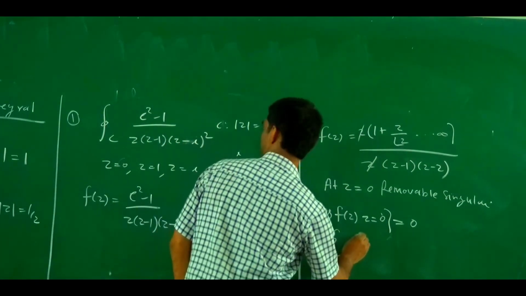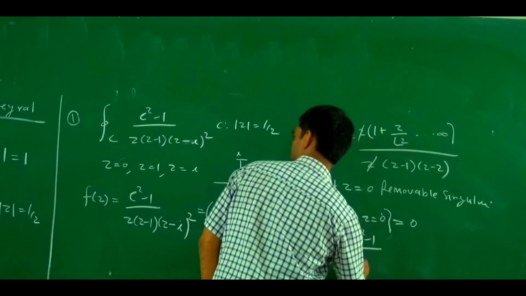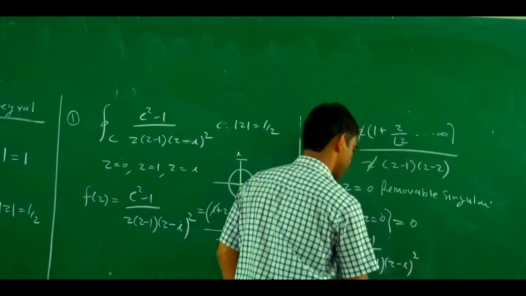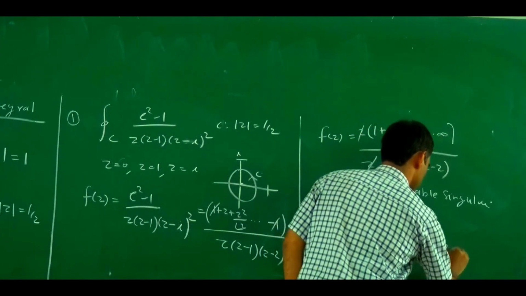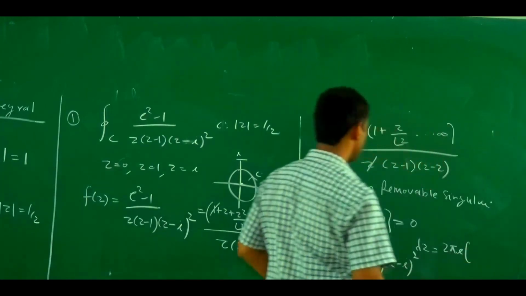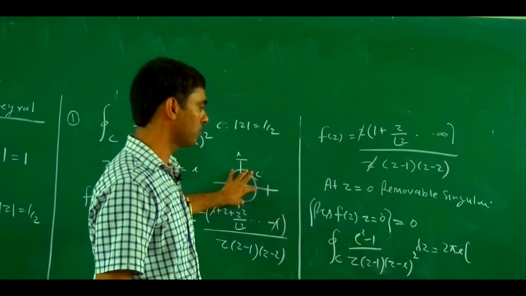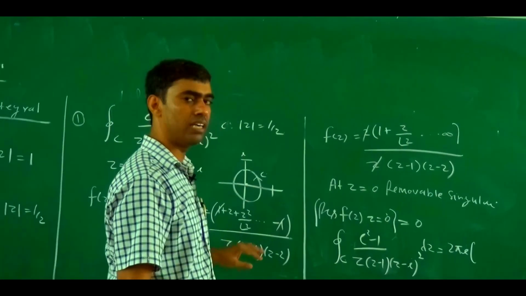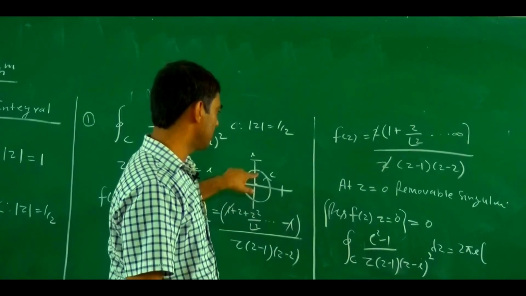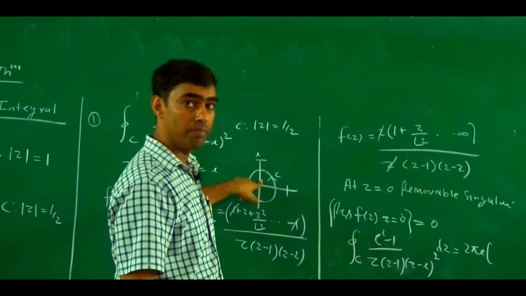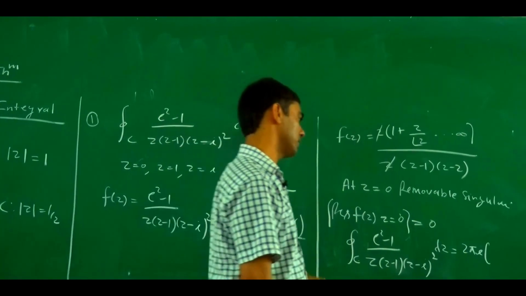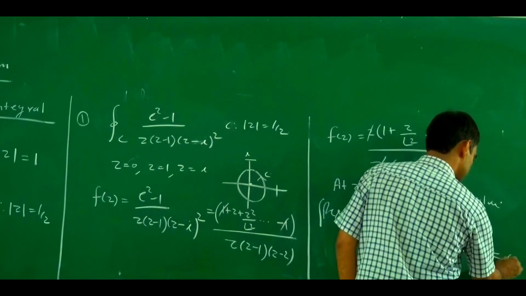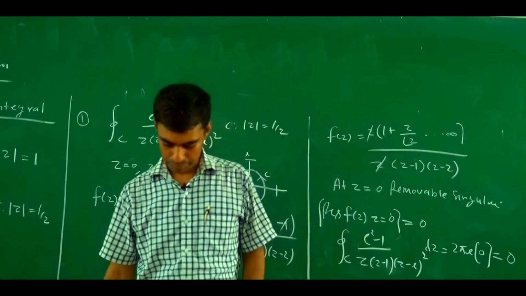Integrate over C e to the power z minus 1 over z into z minus 1 into z minus i whole square dz becomes what? 2 pi i and the sum of the residues. Only one point lies inside this region, not any other singular points. There are three singular points, 0, 1 and i, but only 0 lies inside, and the point that lies inside has what residue? Residue is 0. So what is the value of the residue? Value of the residue is 0. So what is the value of integration? Value of integration is 0.